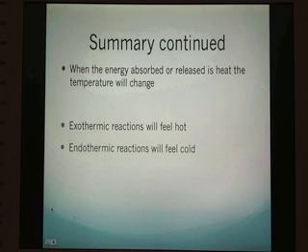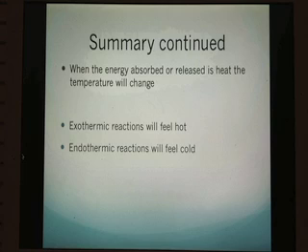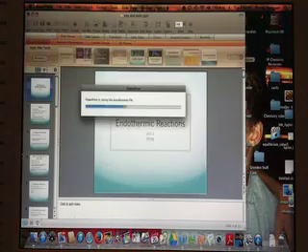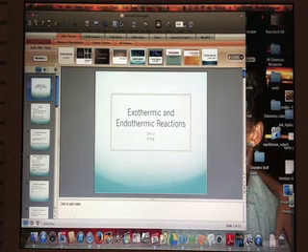Also, when the energy that we're talking about, if it's absorbed and released, if this energy is heat, so it's not light or sound, but if it is heat, you will see a temperature change. So an exothermic reaction, where energy is being released into the surroundings from the system, is going to increase the temperature. And so to us, it's going to feel hot. An endothermic reaction, on the other hand, where it will be absorbing energy from the surroundings, is going to feel cool because it's taken the heat away from the surroundings. So I hope you have a better understanding of exothermic and endothermic reactions and are ready to do the lab.